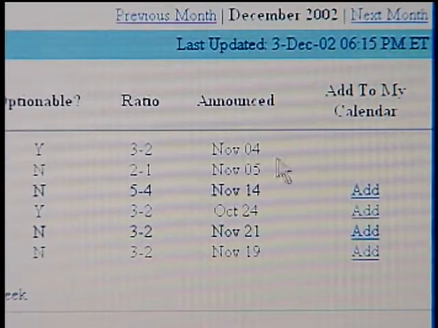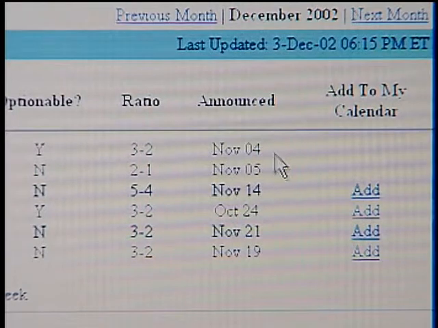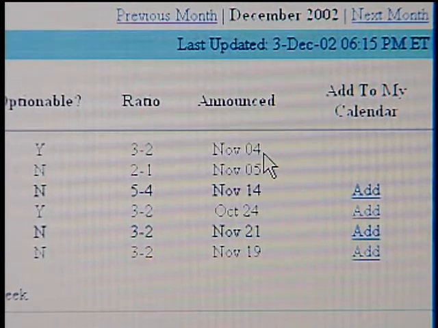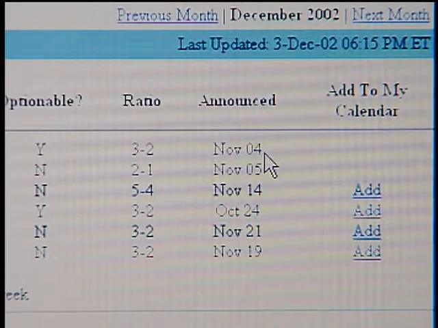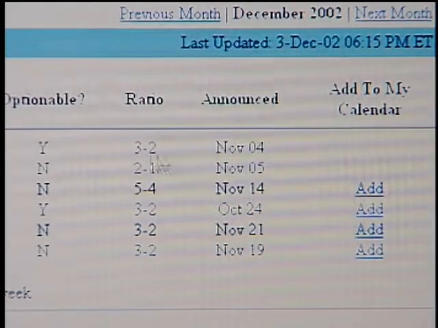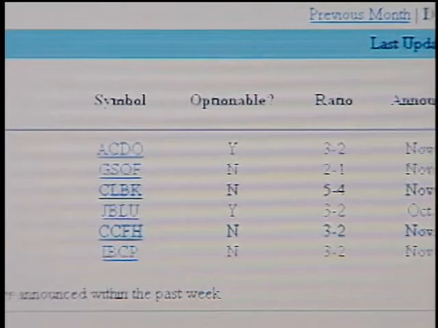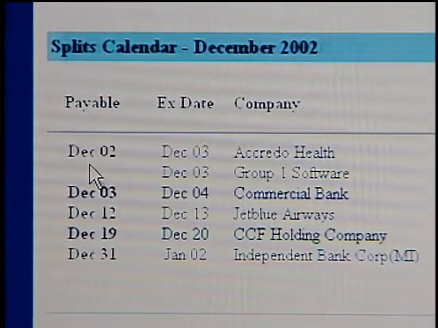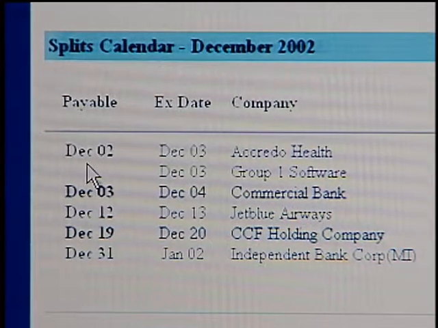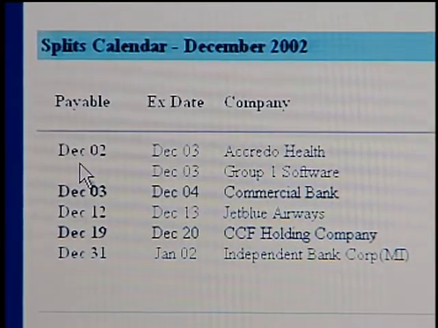Well, let's take a look at this one right over here, since it's optionable. This stock, Accredo Health, on November 4th, announced a stock split. They announced that right over here, let's scroll over. Anybody who owned the stock would get payable, your extra share, since that was a 2 for 1, is that right? I'm sorry, I can't see. There we go. It's actually a 3 for 2.